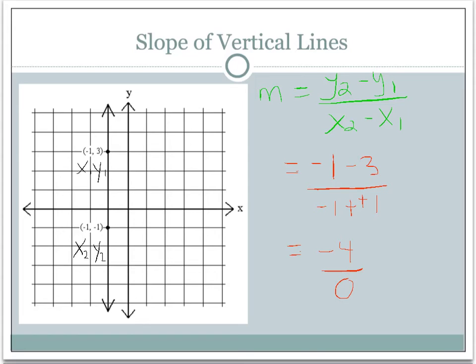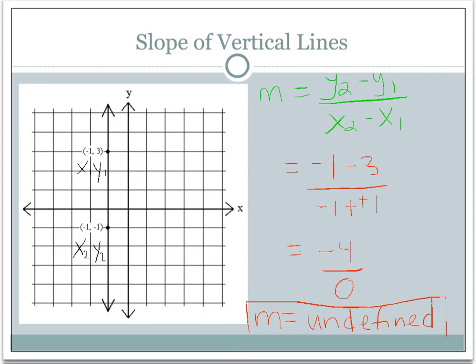Now this should be sending bells and whistles to go off in your head. If you remember, a 0 in the denominator is never allowed. We actually call this undefined. And so we would say that the slope of this line is undefined. The reason it's undefined is because 0 ended up in the denominator, and we're never allowed to have a 0 in the denominator. So the slopes of all vertical lines are going to be considered undefined slopes.